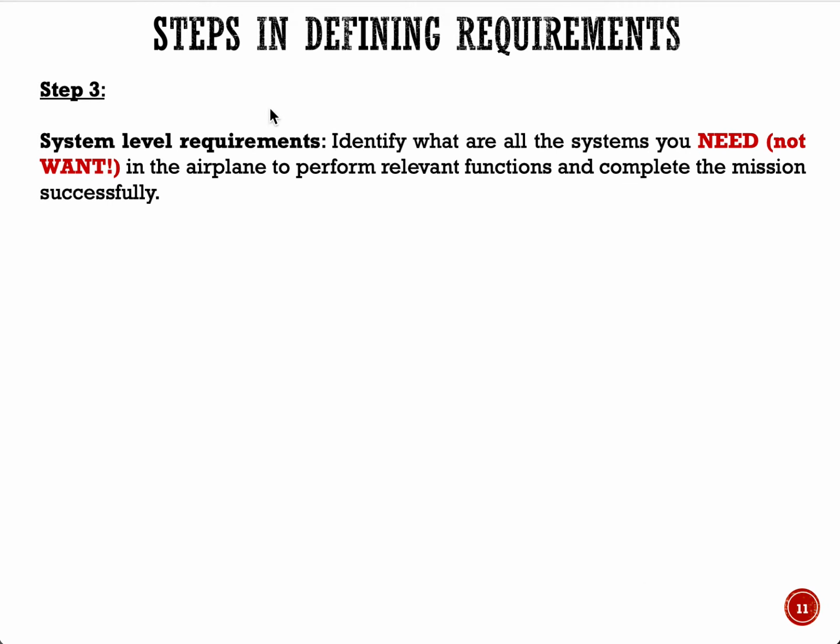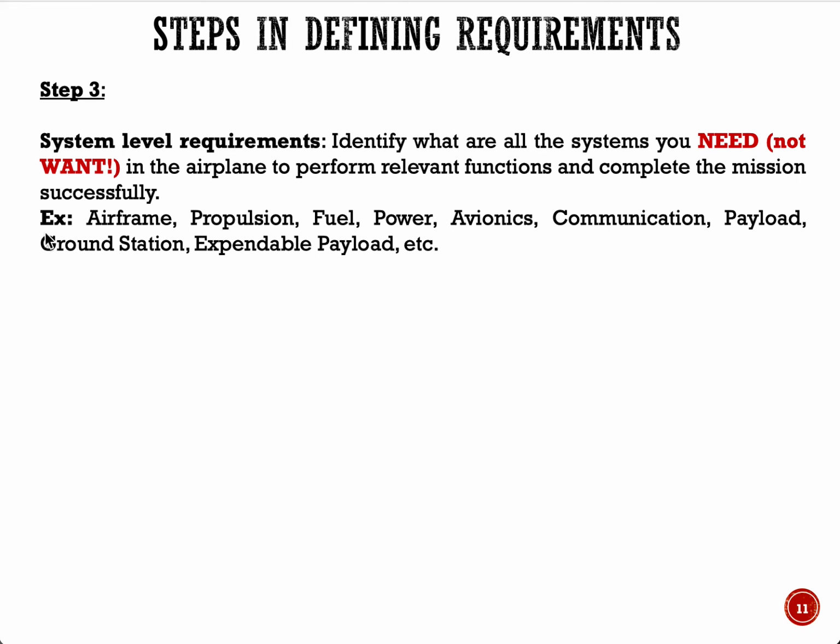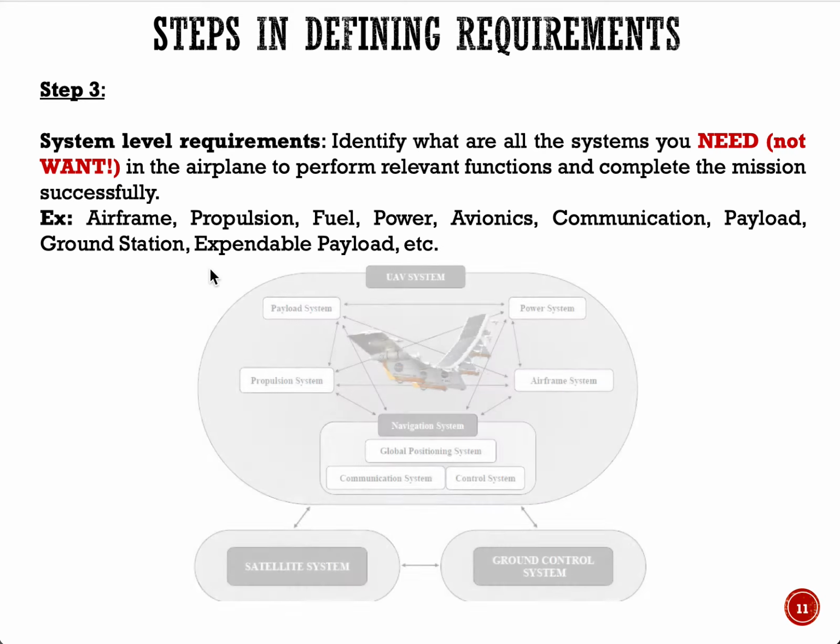So step three, system level requirements, is basically identifying all the systems that you need. Again, not want, in aerospace it's most often the need and not the want in the airplane to perform relevant functions and complete the mission successfully, right? And the system level requirements are basically, for example, airframe, propulsion, fuel, avionics, communication, payload, etc.